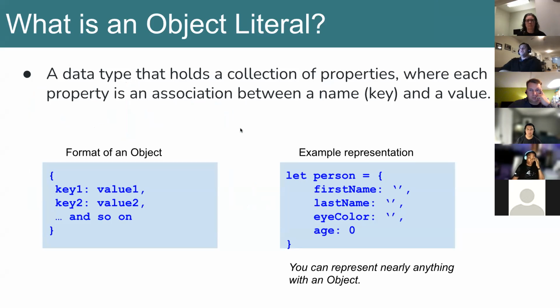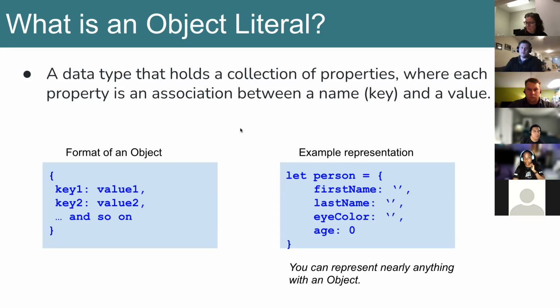So what is an object literal? It's a data type that holds a collection of properties where each property is an association between a name, the key, and a value. If you remember when we talked about this the first night, the key has to be unique. So we could put multiple key ones in there, but it's only ever going to see one of them at a time. However, for the values, there is no unique requirement.